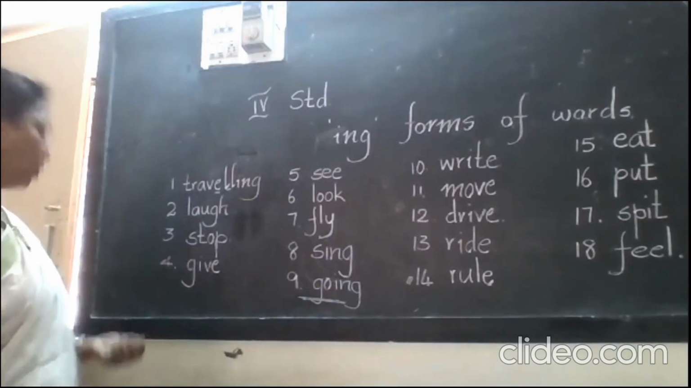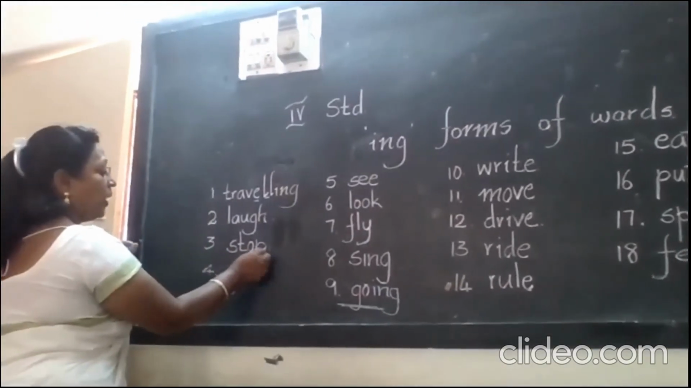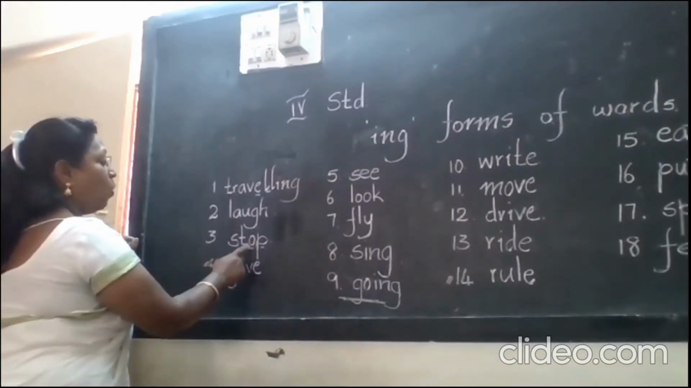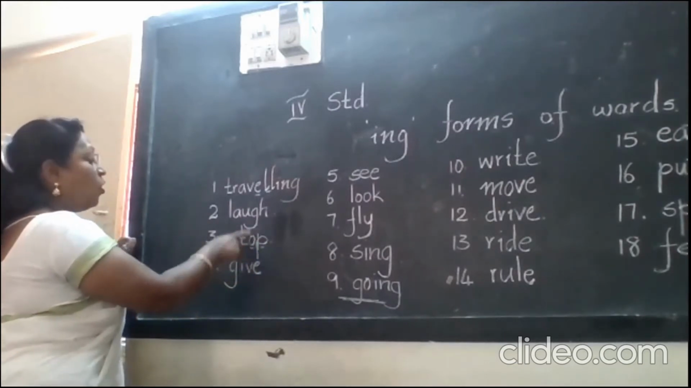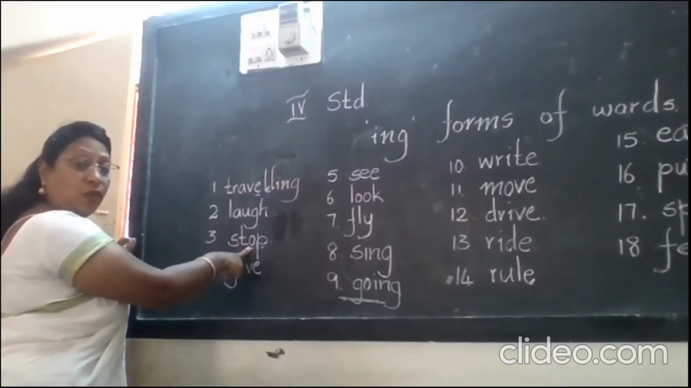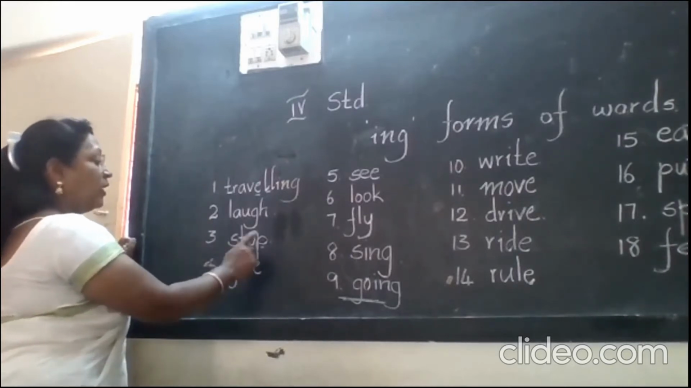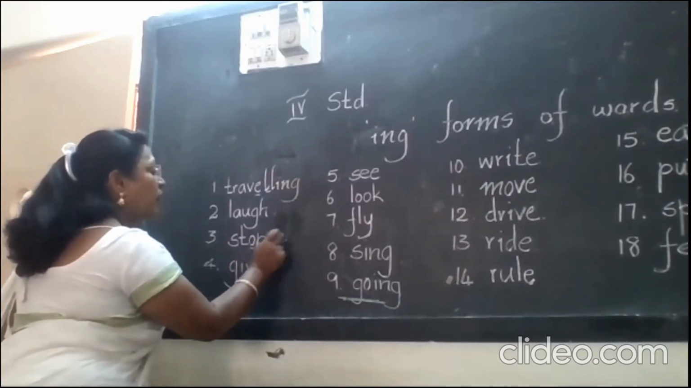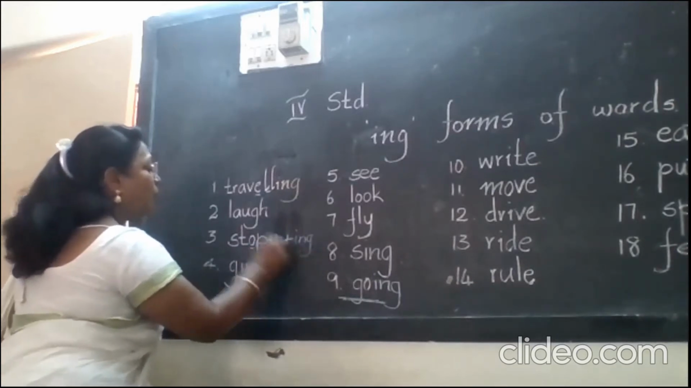S-T-O-P, stop. So here you have, see the last two letters. So you have P and you have O. Correct, children? S-T-O-P, stop. Now, P is a consonant, and before a consonant, what do you have? It's a vowel. So, what do you do if before a consonant you have a vowel? Then this consonant will repeat P, repeat the P, and then you add ing, stopping.